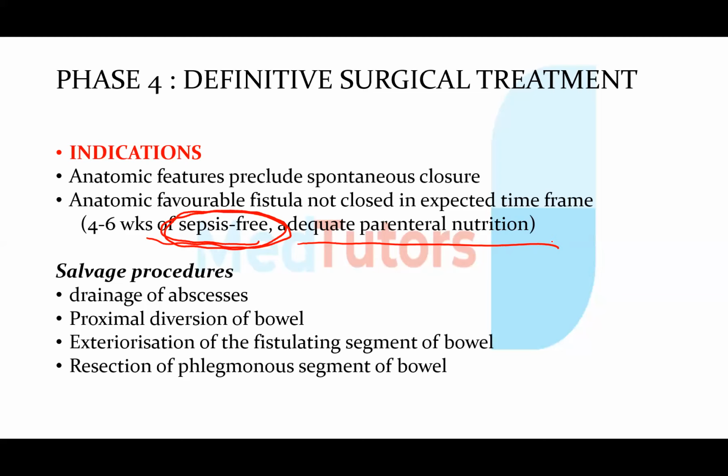What are the salvage procedures you do? If a patient presents with a fistula with an abscess cavity, you have to do incision and drainage. You have to drain the abscess. If not, you are wasting your time. Do a proximal diversion. You should note, when you do a proximal diversion, you allow the distal fistulous tract to heal, before you later reverse the diversion.